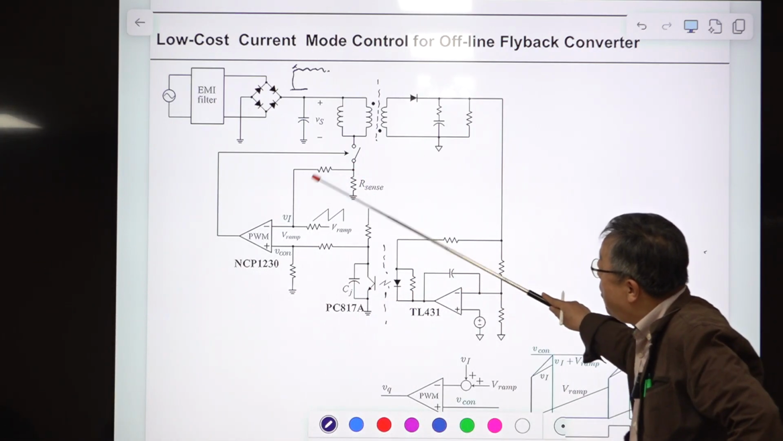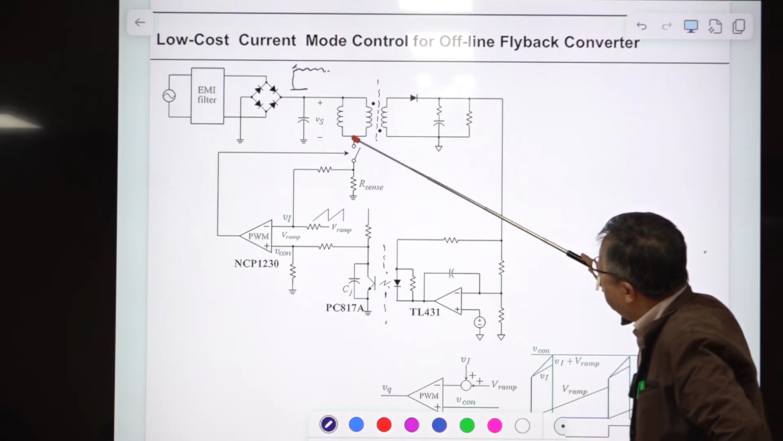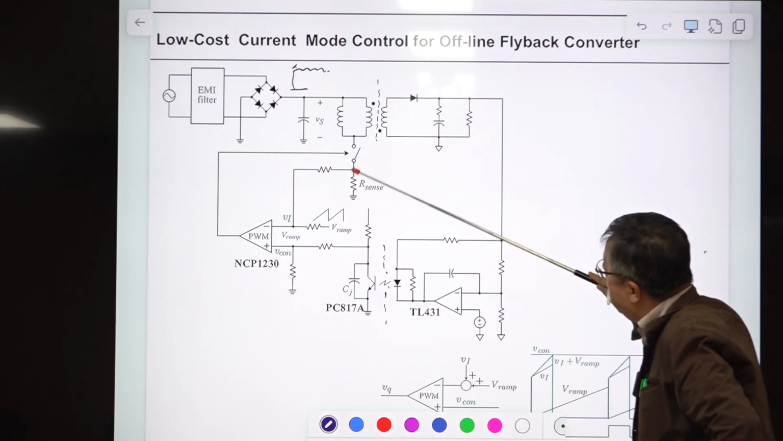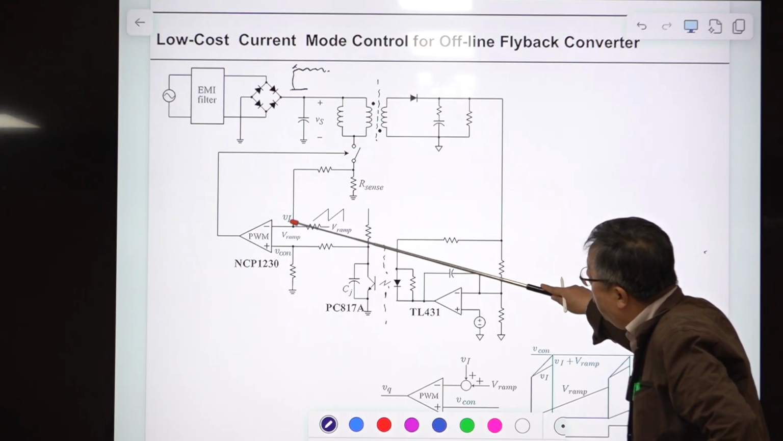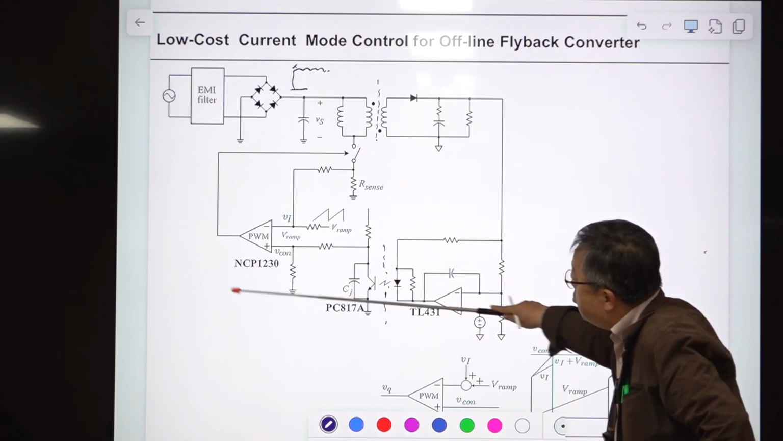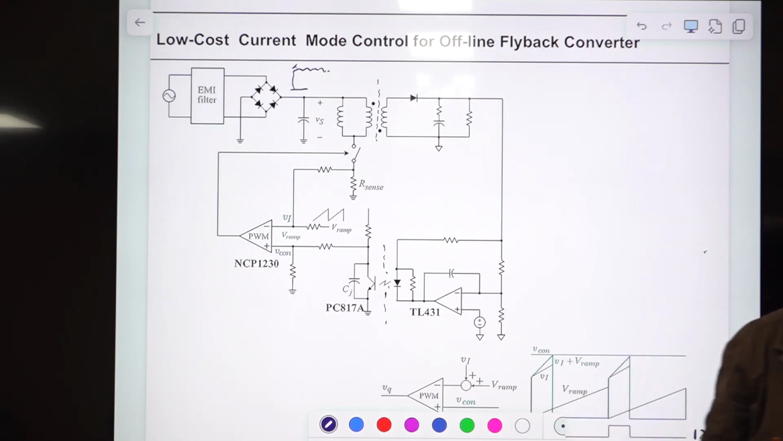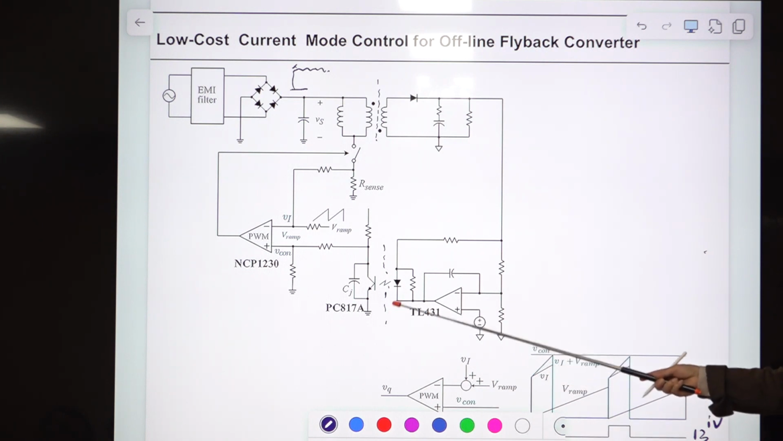Okay, this is very large. The switch current, almost all of it, is passing through this resistor, and across this resistor, that switch current will be transformed to the voltage waveform, and the PWM function is performed here. Okay. This is a very cost-effective, low-cost current mode control using this photocoupler. This is very cheap.